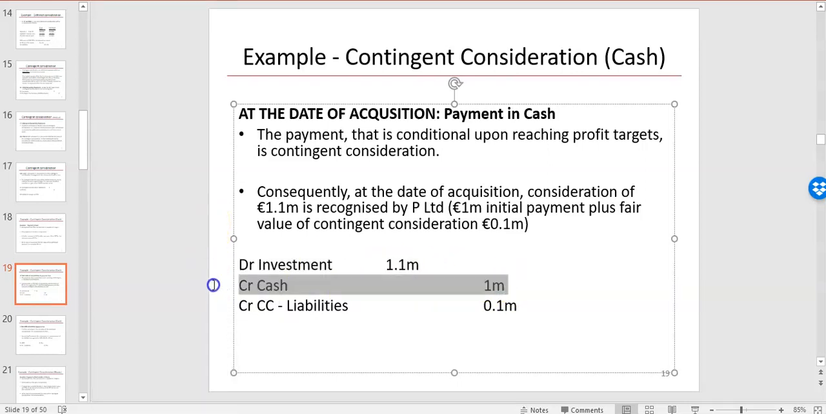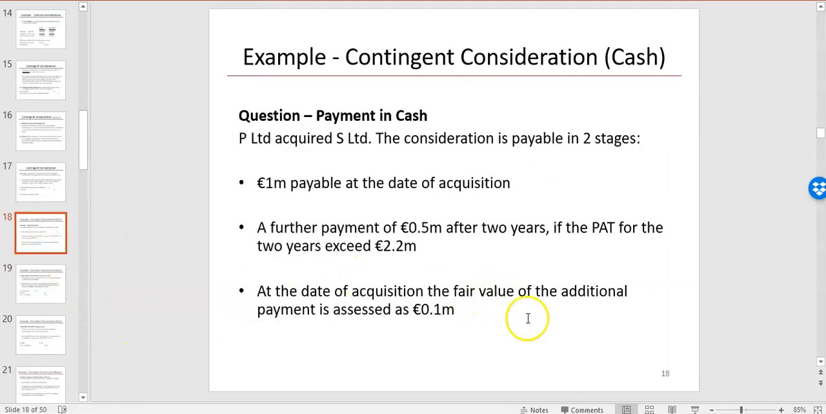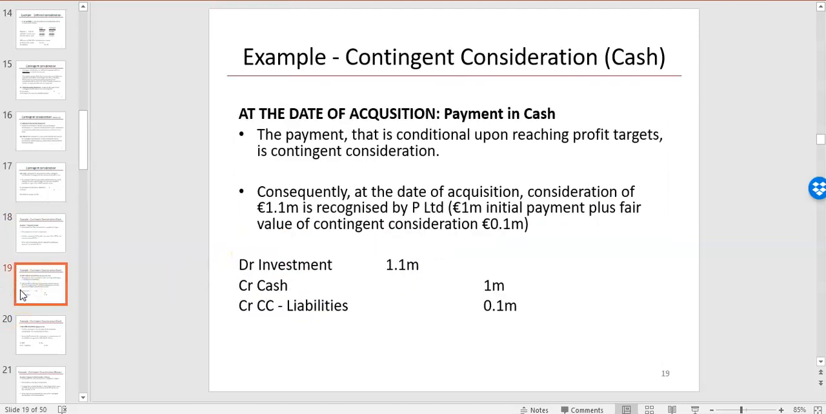You'll credit bank or cash 1 million, and you'll credit liabilities, which will be called contingent consideration. And that will be at that date a non-current liability because it's over 2 years away before this thing will be settled. So it's about presentation as a liability and whether it's current or non-current then. So that's the date of acquisition.